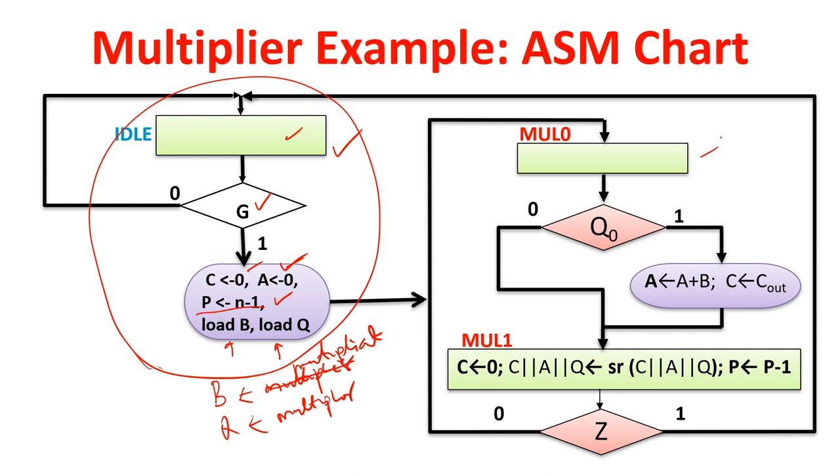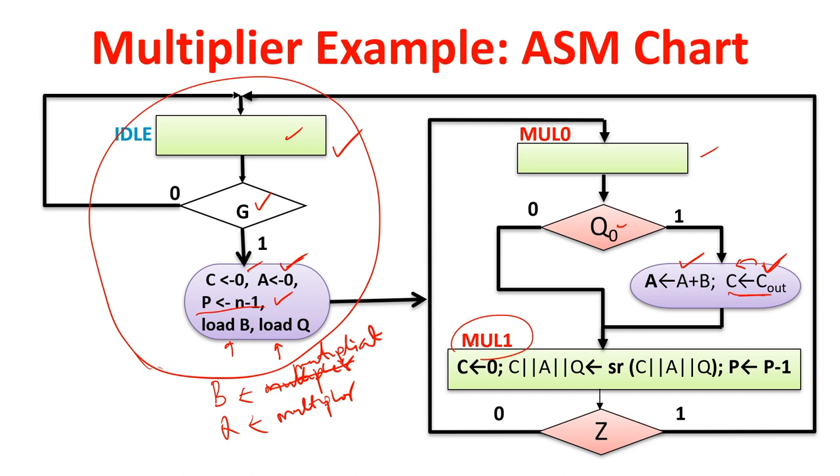Here it checks the current bit of the multiplier, which is Q0. If Q0 is equal to 1, then it does the addition operation. And if a carry is generated after the addition, then it gets shifted. Whatever C out we get gets written to C, that is the carry storage.